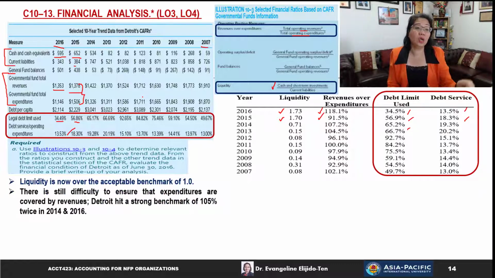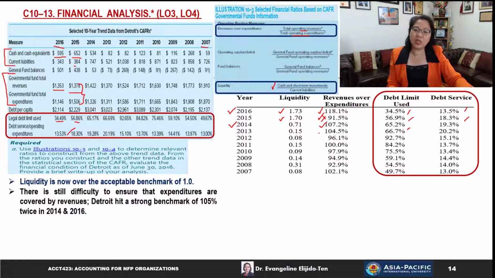What about revenues over expenditures? Well, there's still difficulty to ensure that expenditures are covered by revenues. As you can see here, Detroit hit a strong benchmark of 105%. So remember, 105% is kind of the good benchmark. So when did they reach this benchmark? They reached it in the year 2014 as well as 2016. But all other years, 2015, they kind of missed the mark here. All right? So it's only 2014 and 2016 that was fine.